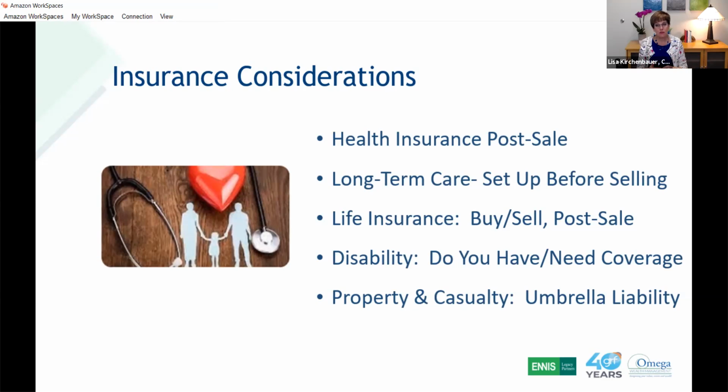Now they had to pay those premiums post-sale or post ESOP, but it was cheaper than they would have been able to obtain on their own.